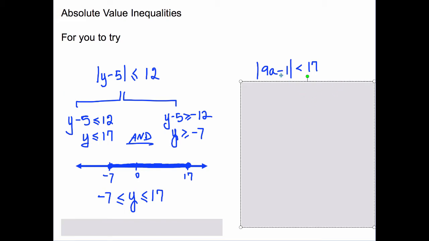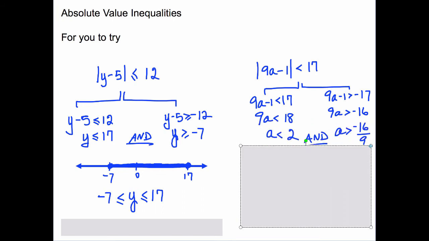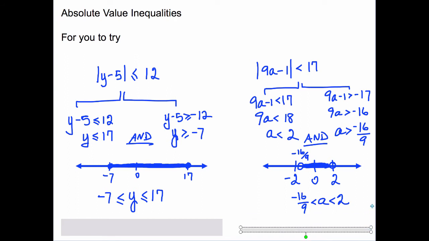Here on the right, absolute value of 9a minus 1 is less than 17. We split this into two problems. 9a minus 1 is less than 17, and 9a minus 1 is greater than negative 17. Add 1 to each side, divide each side by 9, and notice that the solving steps are the same for both sides, but the answers on each side are different because of the signs. So we have a is less than 2 and a is greater than negative 16/9. This is what the solution looks like on the number line, and you can also write the answer this way.